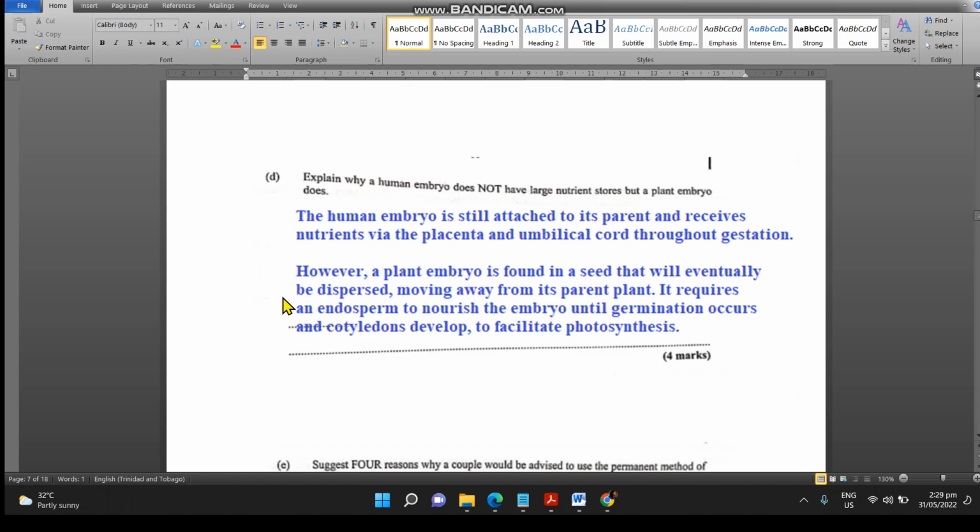Those would have enzymes that would break down large complex molecules into smaller molecules, and then your cotyledons might go above ground, and then the true leaves would form to facilitate photosynthesis. So basically, the human embryo doesn't have nutritional storage or endosperm, and it is still attached to the parent. But the plant embryo requires endosperm and is detached from the parent.